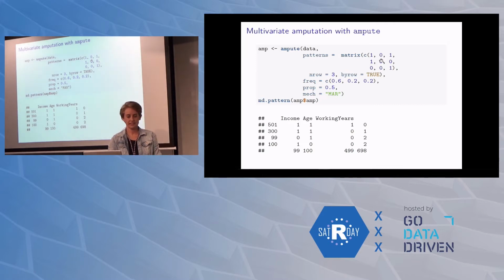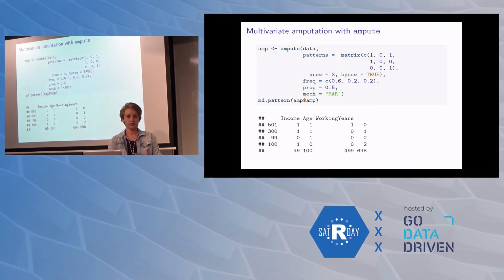So that is the first pattern here. Remember that earlier I showed the data set and working years was the second column. So that is how we specified it here. Working years is the second, age is the third, and that corresponds to this pattern. And then the last two patterns are these two here in the result. Now you can use the frequency argument to specify how often a pattern should occur. So 60% of the incomplete rows should have missingness according to pattern 1, and that is exactly these 300 rows. Then 20% of the incomplete rows should have missingness according to pattern 2, and the same for pattern 3. So this is the basic idea of the function.